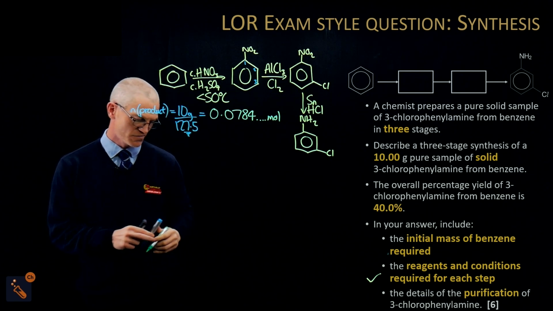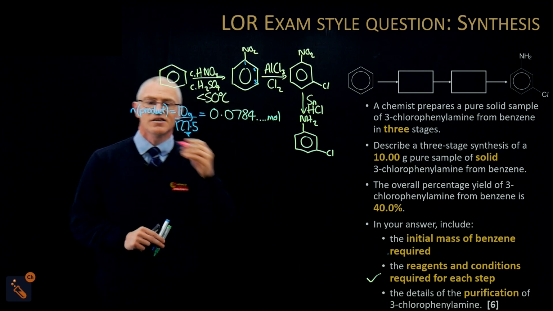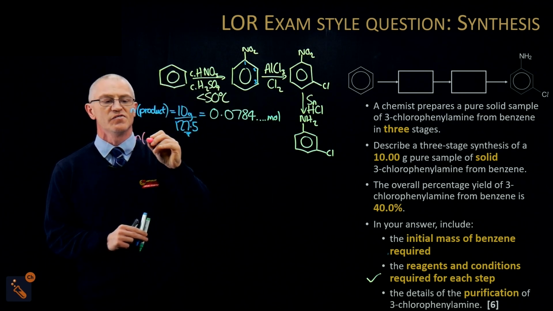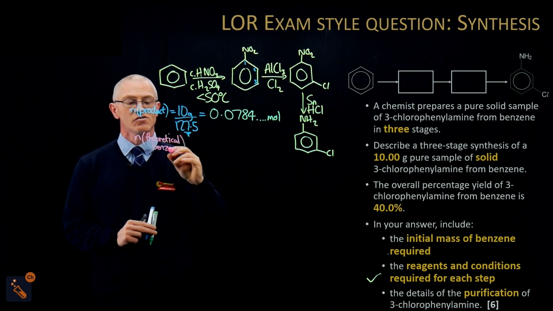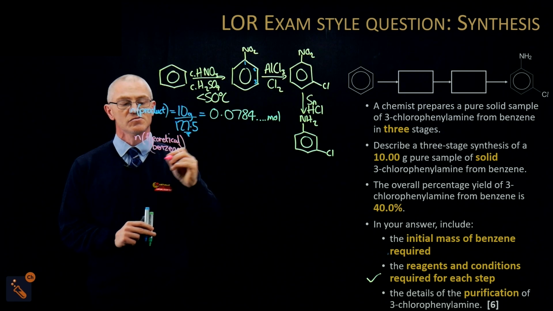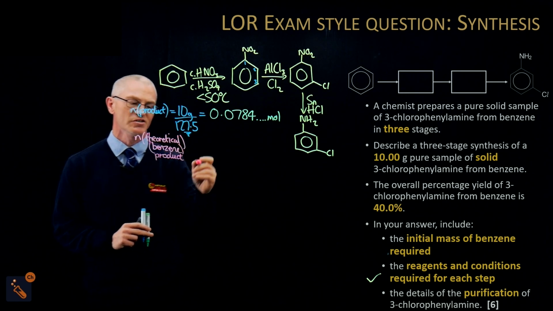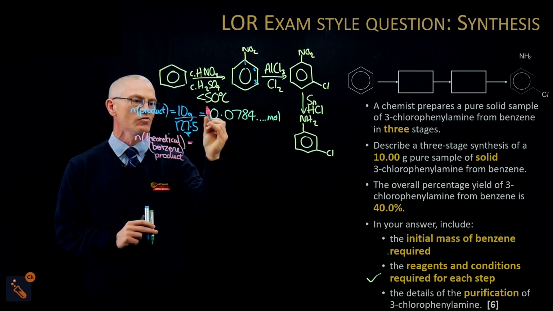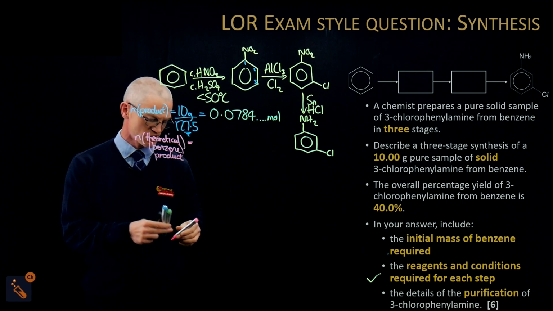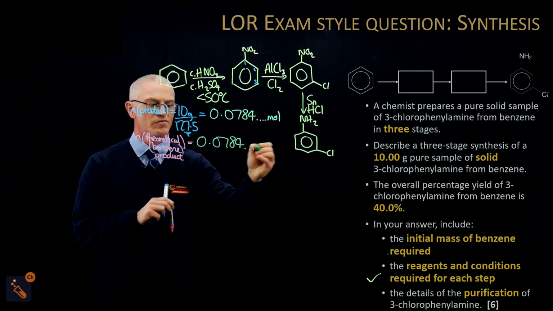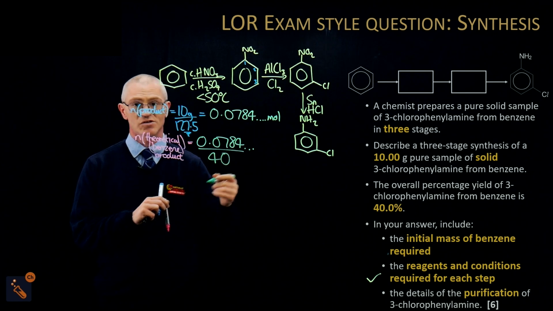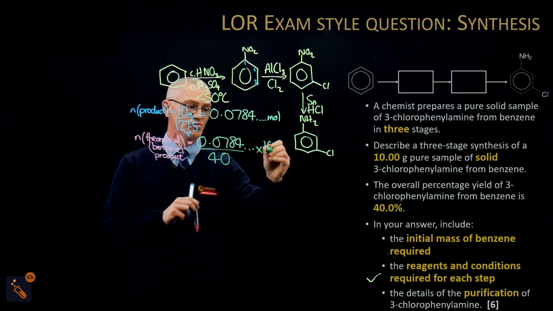So if I want to know, we'll do it with the pink here, the number of moles of our theoretical product, that will be the number of moles of the benzene. So it's benzene, but it's the theoretical product here. All I have to do is take this, I'll write it in the green, 0.0784... divided by 40. I want to convert it up to 100, and then times by 100.